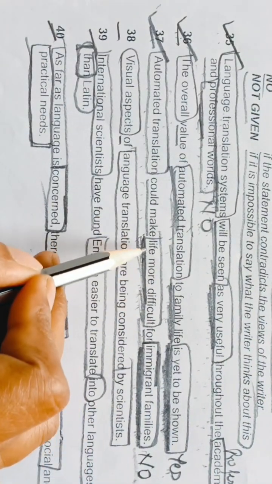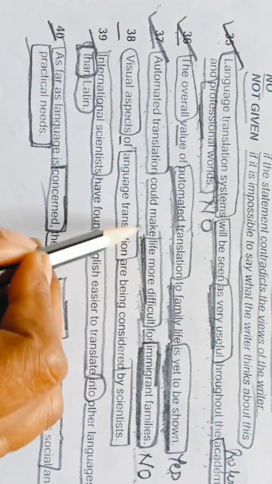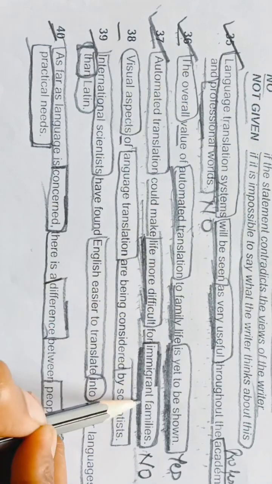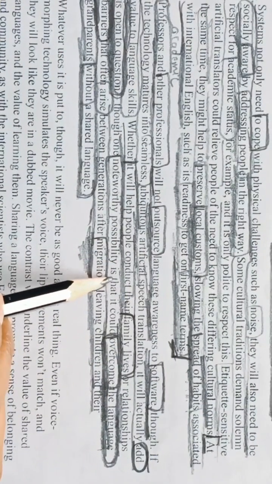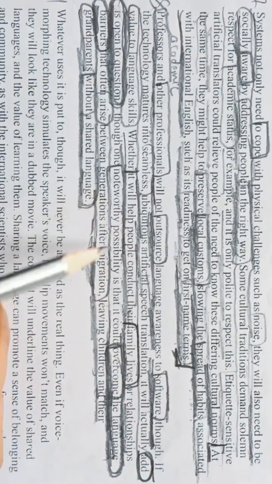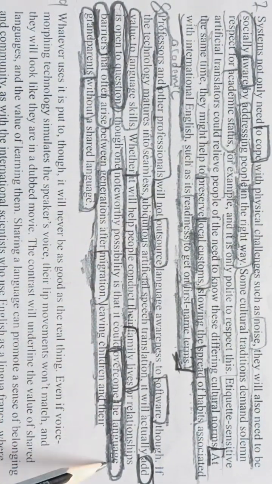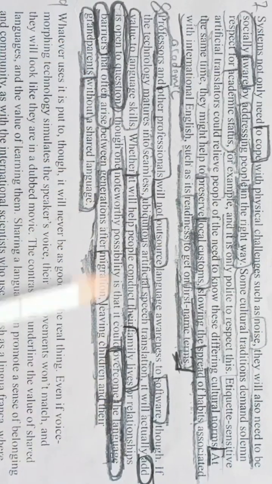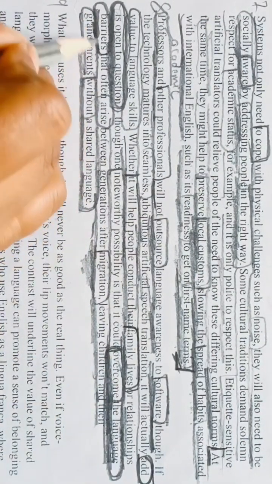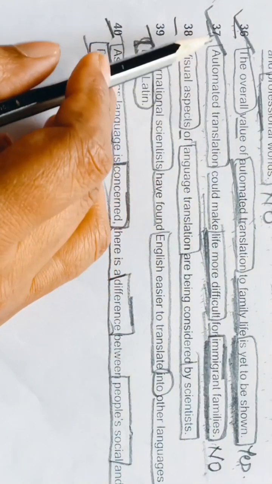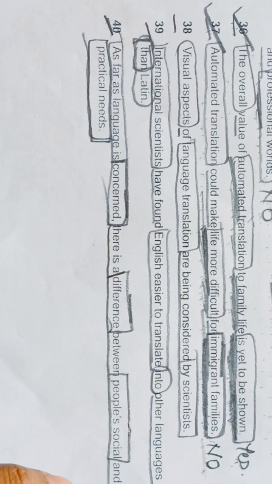In the question they are asking automated translation would make life more difficult for immigrant families, but in the passage they are saying noteworthy possibility that it would overcome the language barriers. So that's why this line is very important. We are getting our answer from this line. So that's why we will write no in front of 37 in our answer sheet. Both the statements are contradicting with each other.